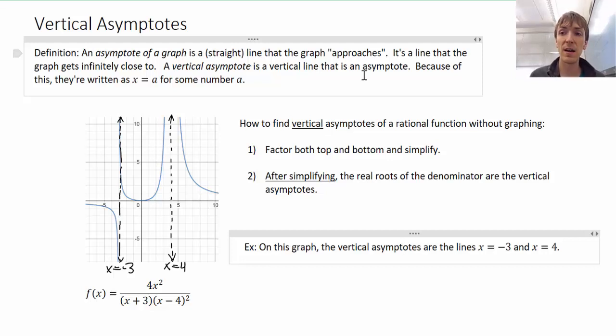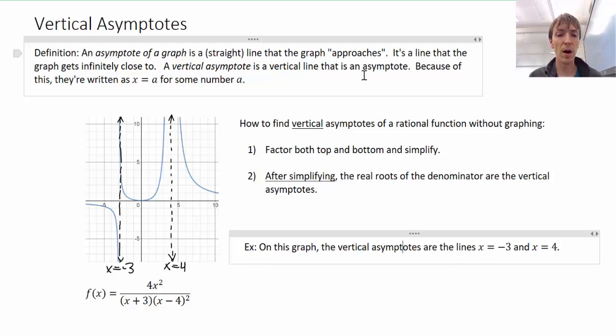In this slide and the next slide, I'm going to talk about how using just the equation or just the formula for the function, we can find the vertical and horizontal asymptotes without actually looking at the graph. But the graph is going to be a good way to check those. So how do we find vertical asymptotes without graphing?